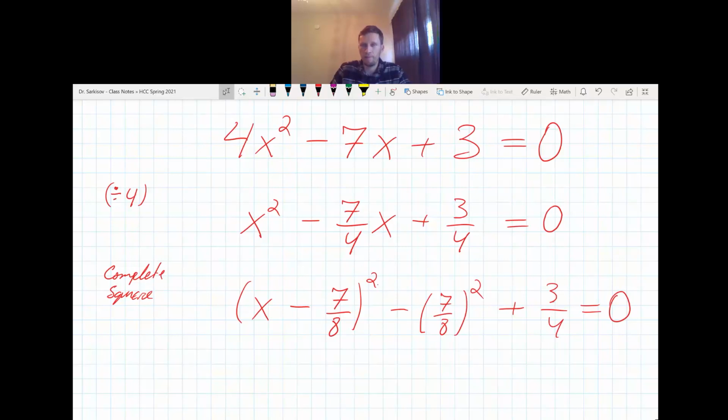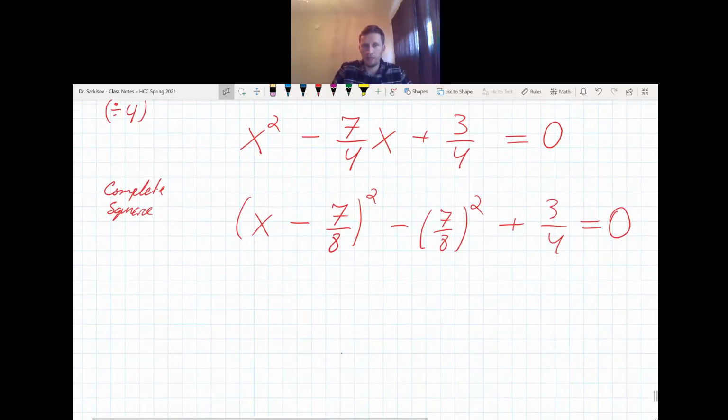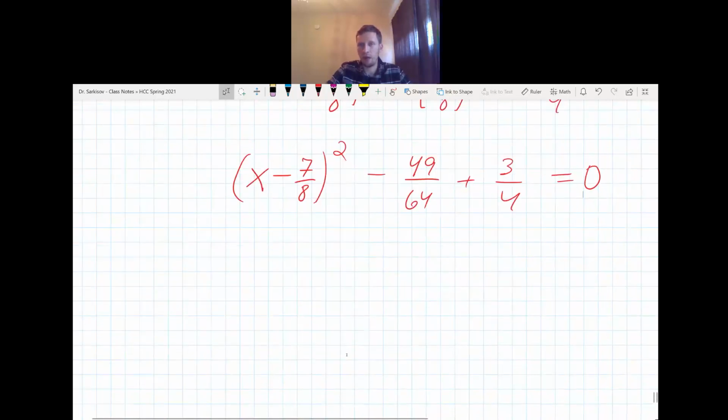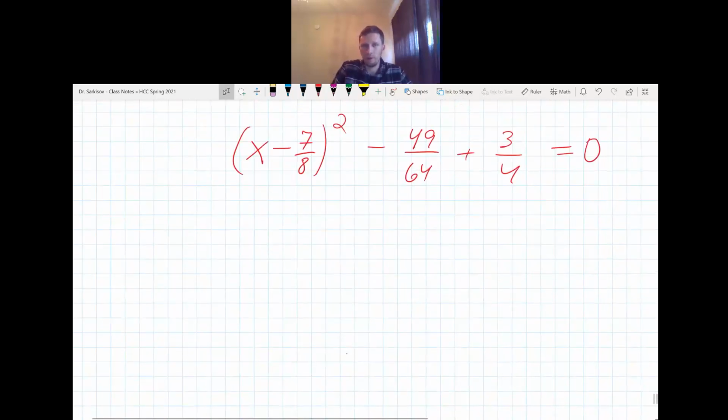Let's isolate the square. Let me go ahead and do that and simplify. So x minus 7/8, and I'm squaring it, right? And by the way, this is a minus 49 over 64. That's what 7/8 squared is. Plus a 3/4, equals 0. What is 3/4? Let's make sure we get the common denominator. Let's do 64 at the bottom.